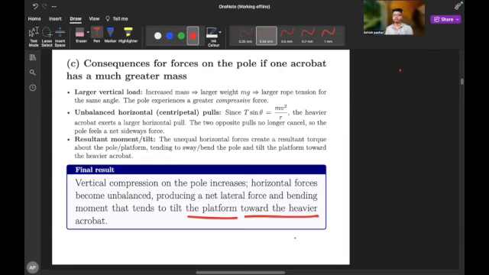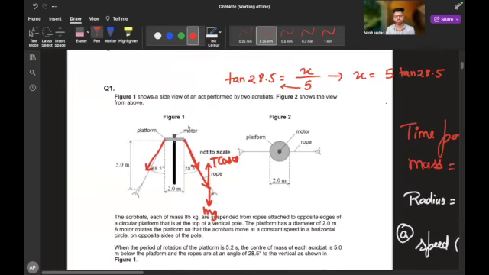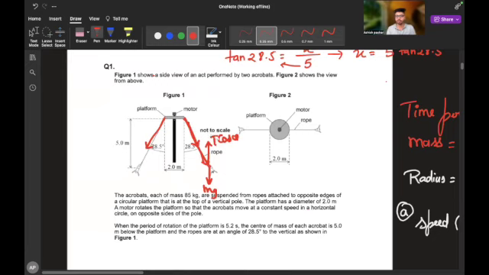and that leads to the platform tilting towards the heavier aerobat. Because on one side the tension force has increased, there is more tension force on this side and less tension force on the other side. So this platform is going to slightly tilt on the higher side. So this is the impact due to that.